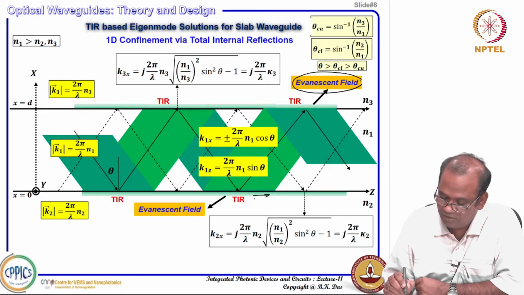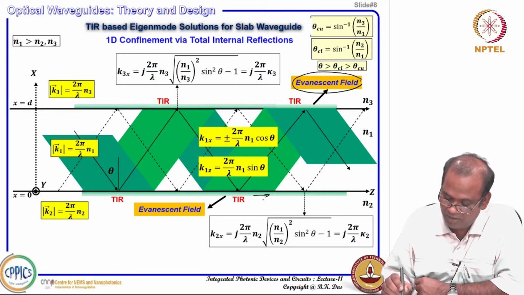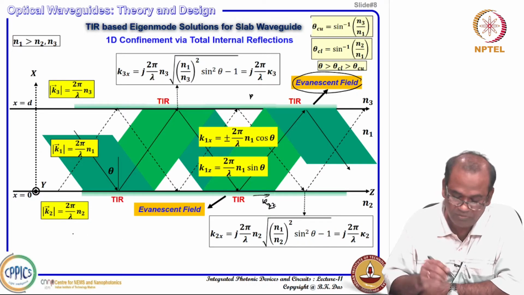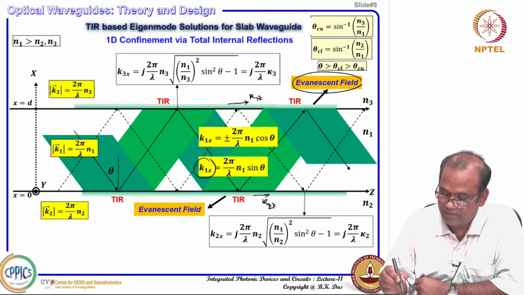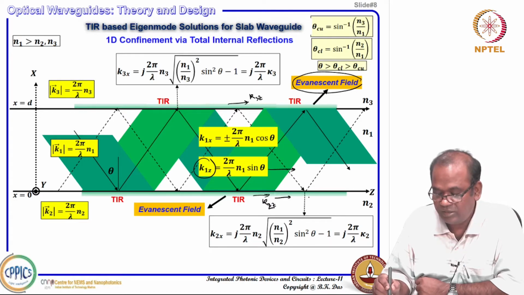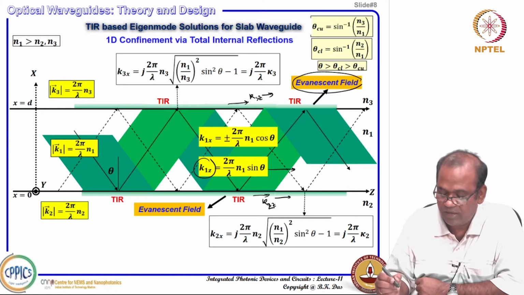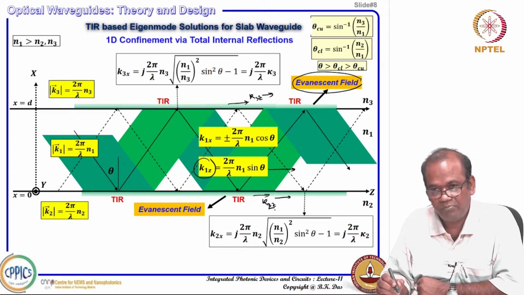Okay. So, the field is there, but energy is not flowing in the x direction. That field will carry energy in the z direction, because we know that k3z will be there in medium 3, k2z in medium 2, and k1z is there, and they are identical. That is why k1z can carry energy in this direction, k2z in the cladding region also carries energy, and k3z also will be carrying energy in this direction.